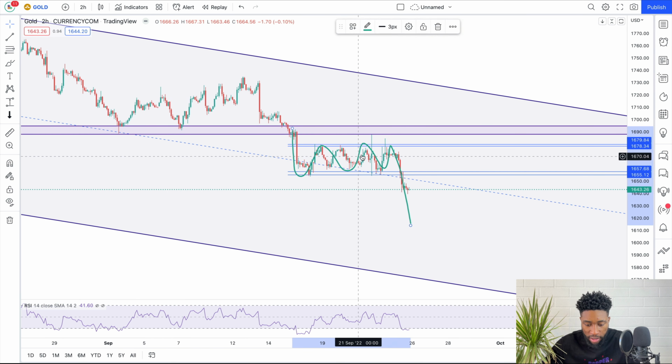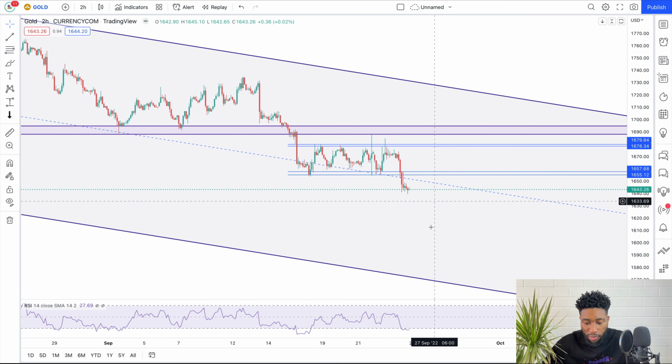What we have here right now is a confirmation of a bearish continuation pattern. We had a huge breakout from this area of value, then we had a consolidation, and now we had another breakout, a retest, and we're having some sort of consolidation right now.